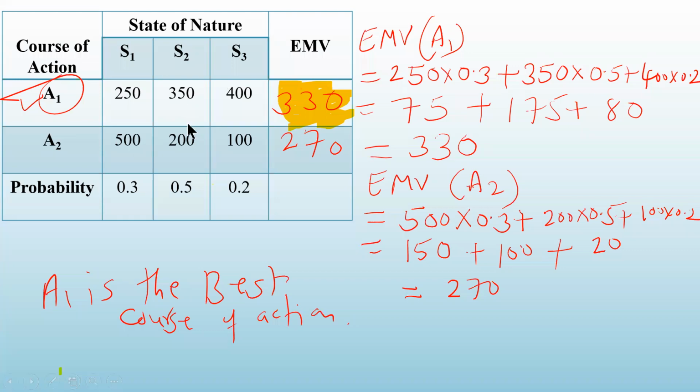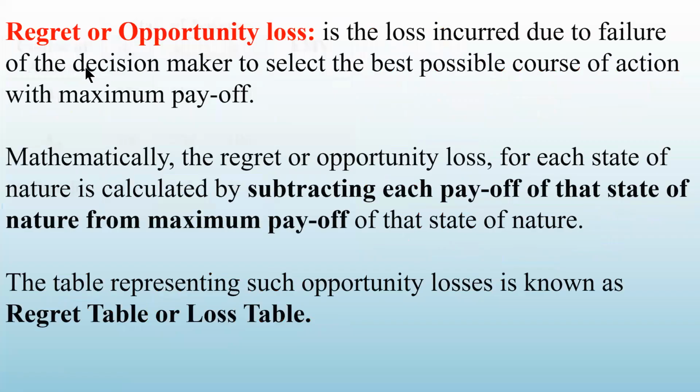Okay, now what is the next point? What are we going to do? The payoff table will be converted to the loss table, that is called a regret table. Okay, regret or opportunity loss table. So let us do that. What is the meaning of regret? Regret is also called opportunity loss.